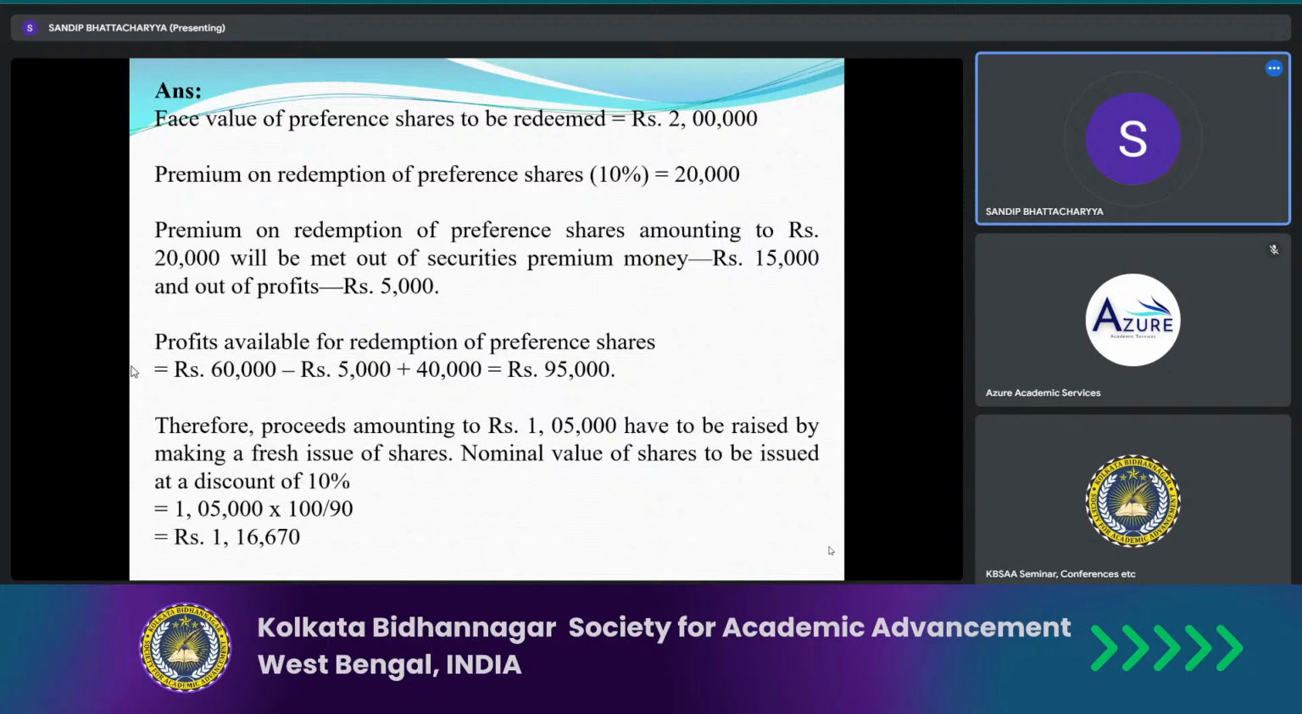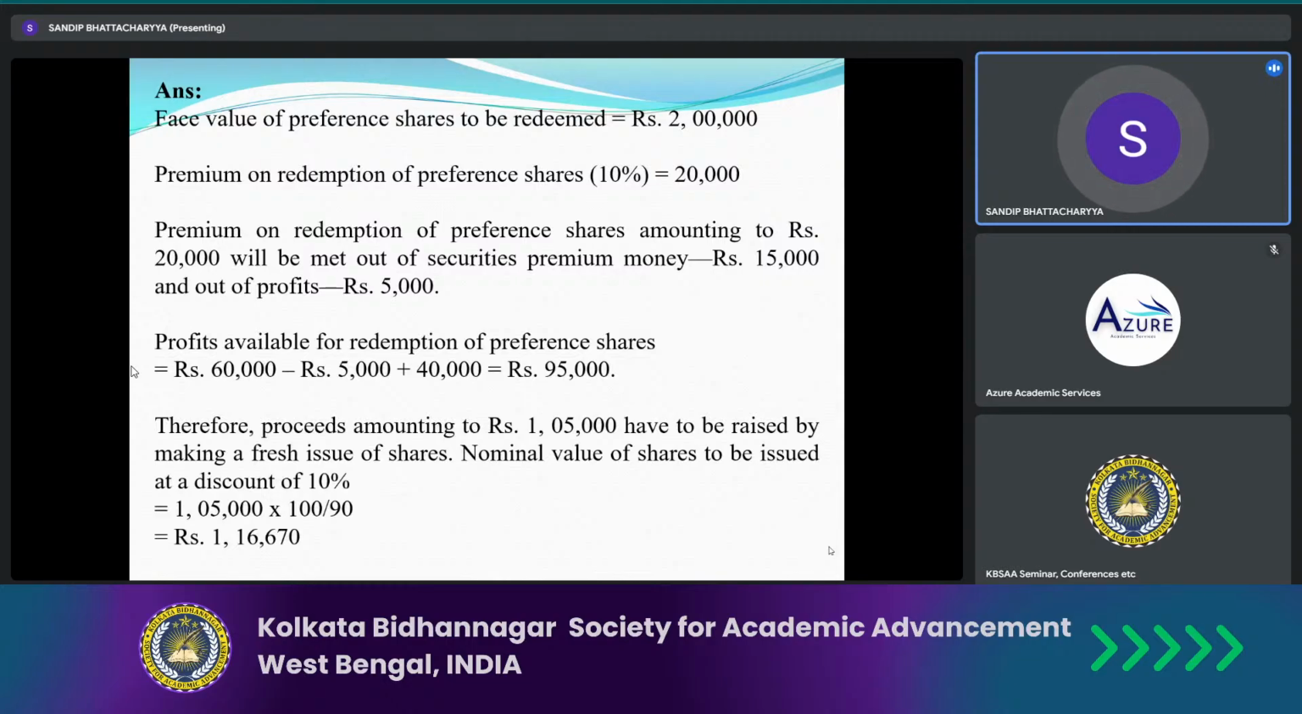Now here, 15,000 is in my securities premium. But what will be the redemption? The premium on redemption is 20,000. So in my balance sheet, just listen very carefully, it is a very simple one. In my balance sheet, securities premium is 15,000. But premium on redemption is 20,000. So obviously there will be a deficit of 5,000, yes or no?